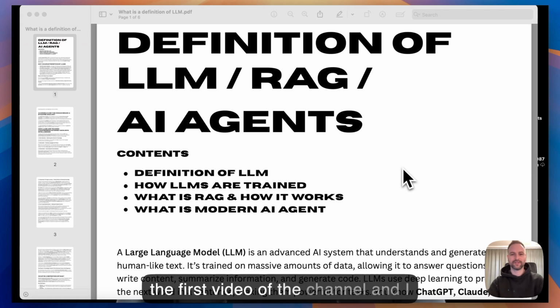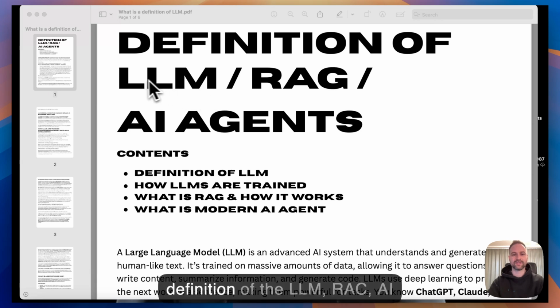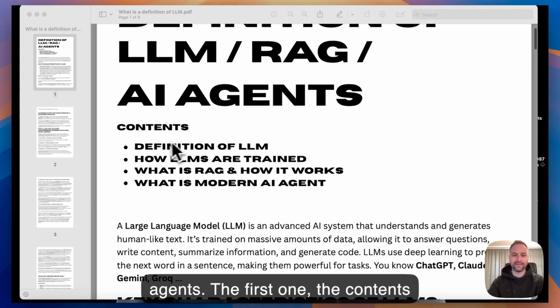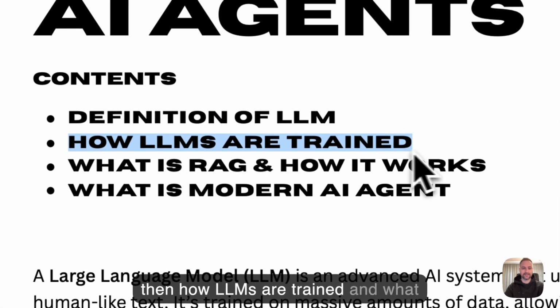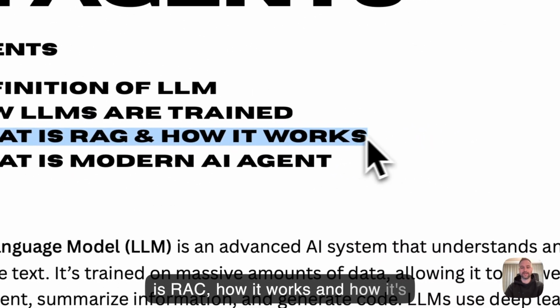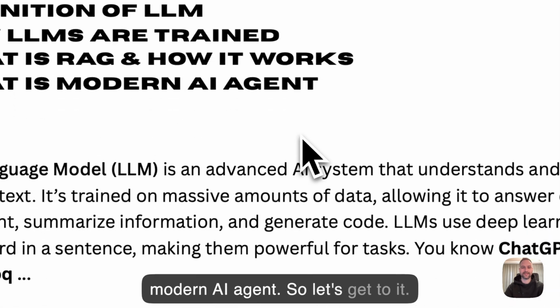So this is the first video of the channel and I thought what would be the best way to start than just going through the AI fundamentals overview, simply about what we are actually all talking about and working with, and we'll be probably working with in the time ahead of us. So in this video I would like to go briefly through the definition of the LLM, RAG, AI agents. So the contents would be the definition of the LLM, then how LLMs are trained, and what is RAG, how it works, and how it's actually very important, and what is a modern AI agent. All right, so let's get to it.